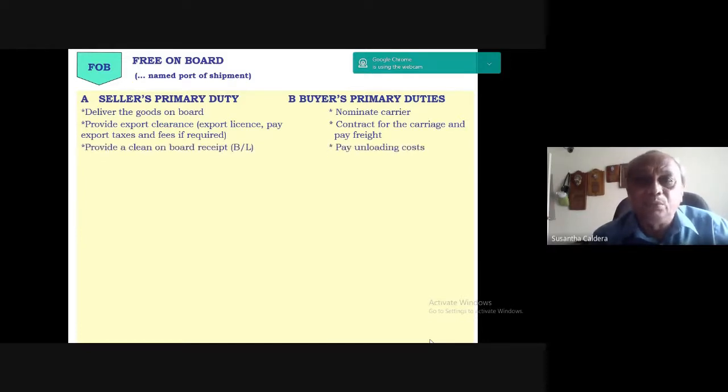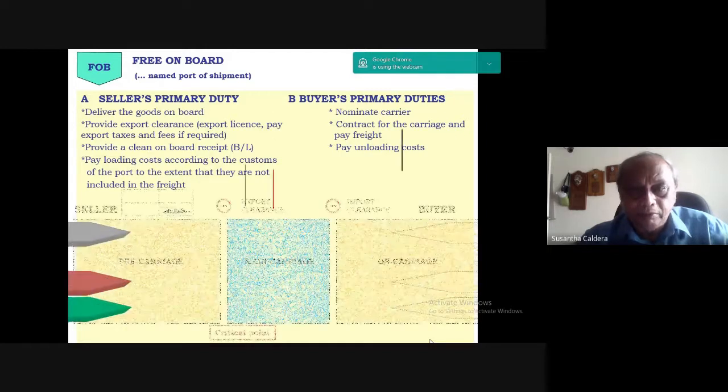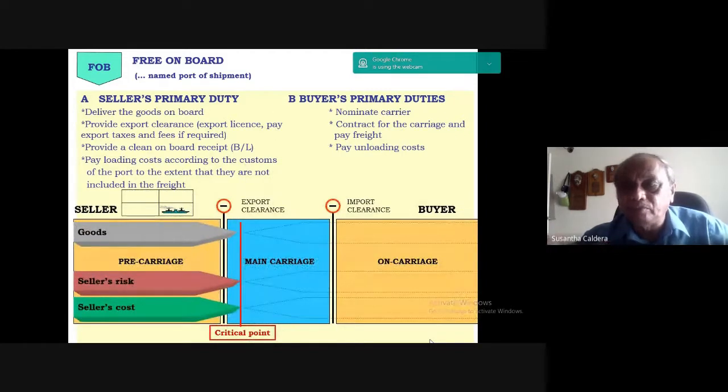Then provide a clean on board BL. The seller. Loading is also his obligation. He can't place the goods on board if he's not loading. Again, it's simple logic, right? Then the buyer's primary duty is to nominate the carrier, contract for carriage and pay the freight, pay the unloading cost, and obviously the insurance. Insurance is a must by the buyer.